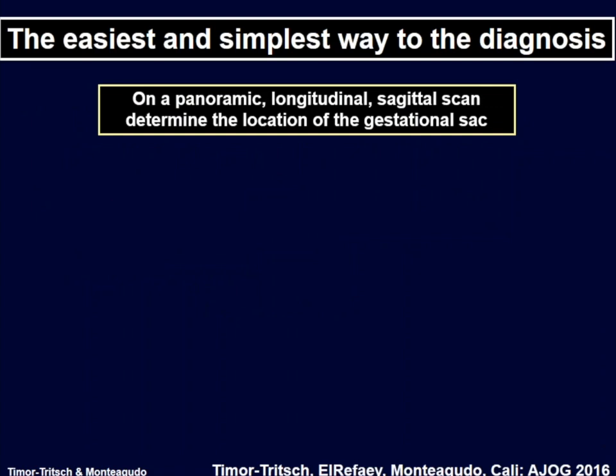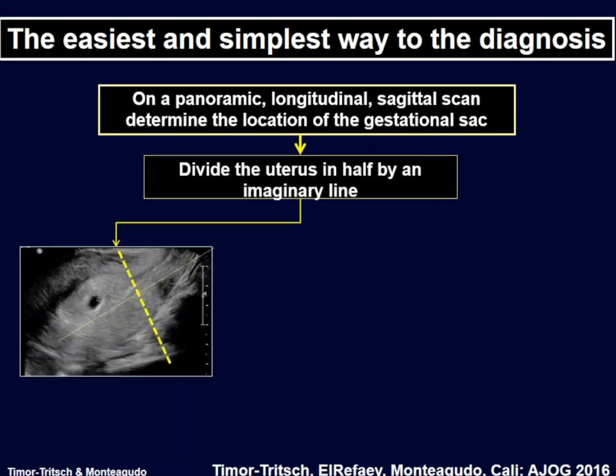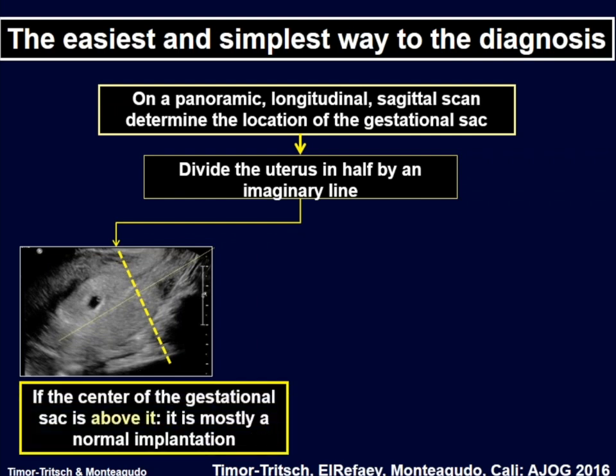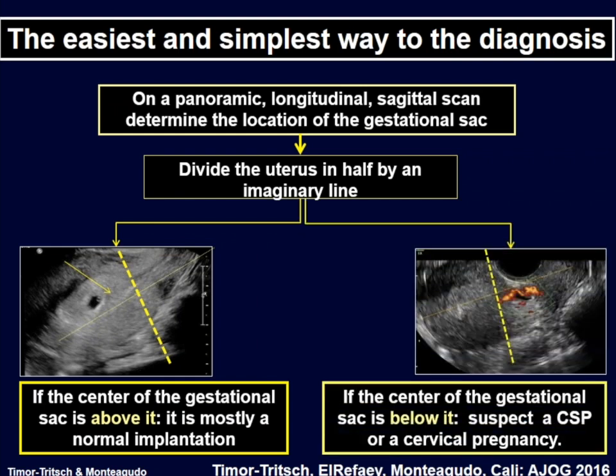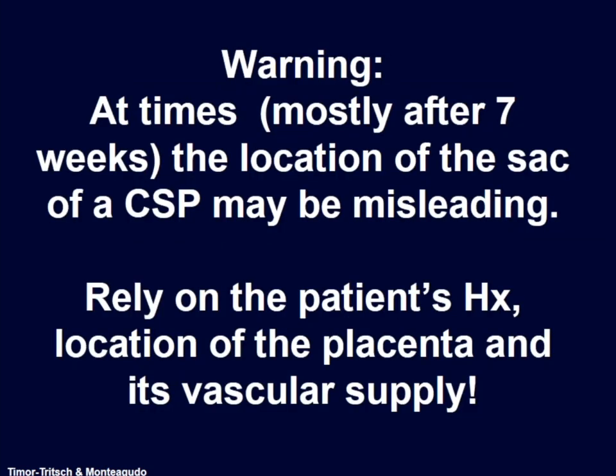The easiest and simplest way to the diagnosis is, on a panoramic longitudinal sagittal scan, you determine the location of the gestational sac. You divide the uterus in half by an imaginary line, and if the center of the gestational sac is above it, it is mostly a normal implantation. If the center of the gestational sac is below it, suspect a scar pregnancy or even a cervical pregnancy. It has a very high sensitivity and specificity.